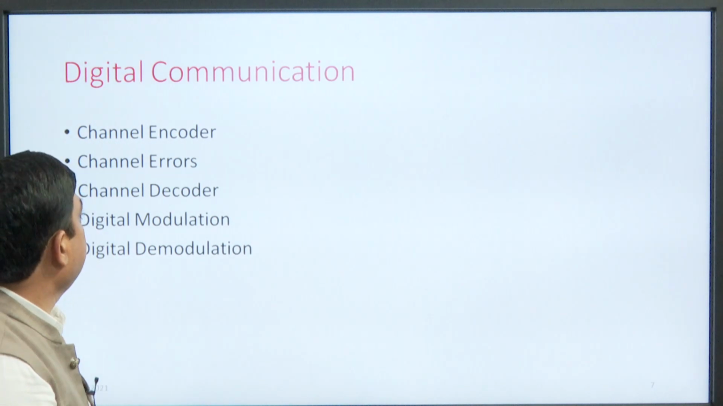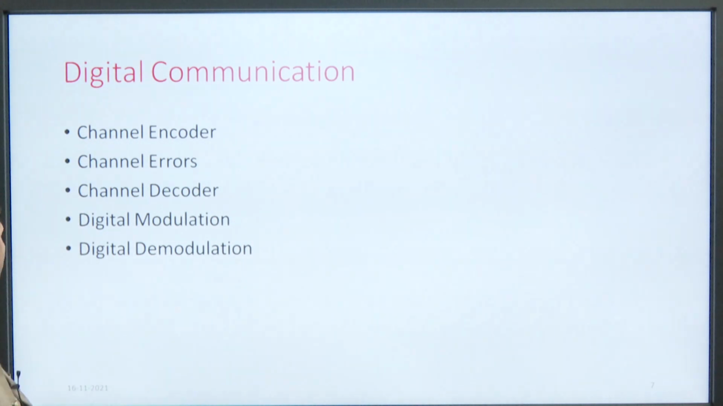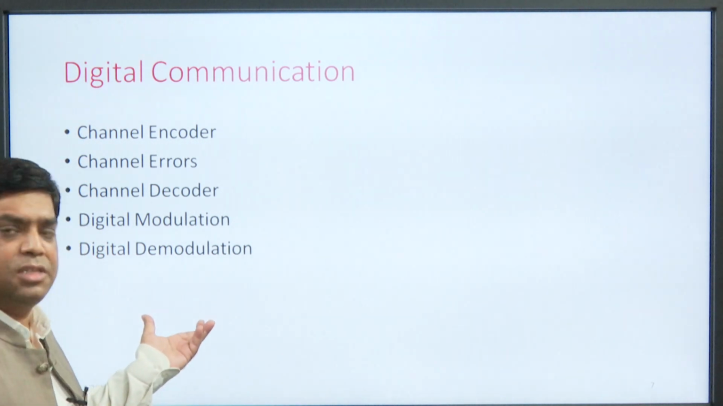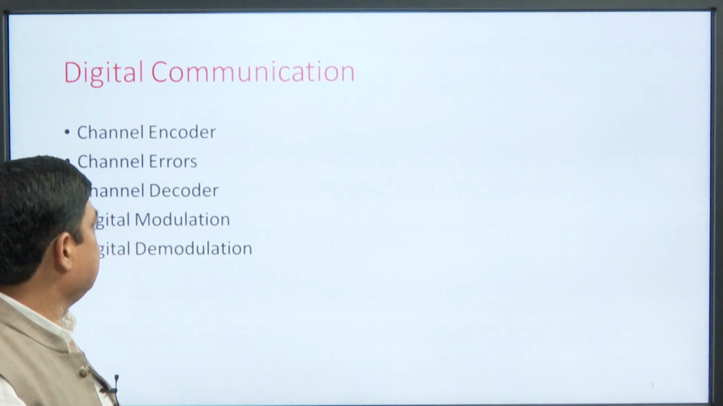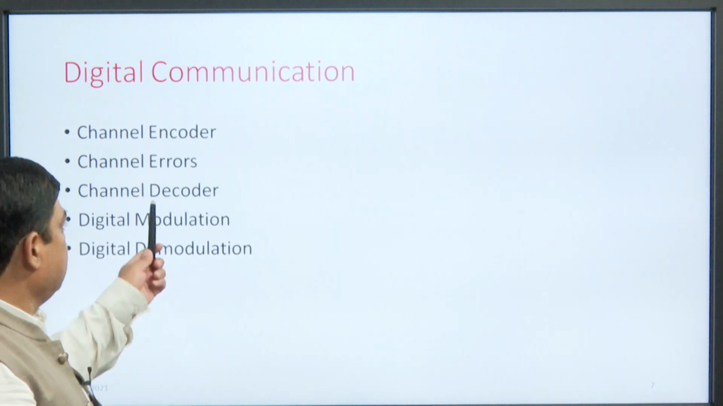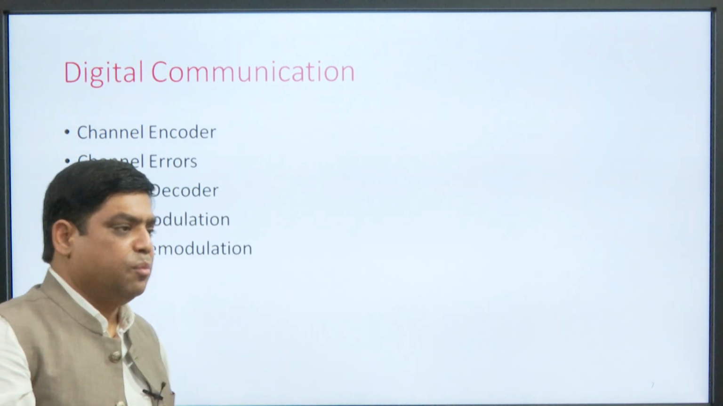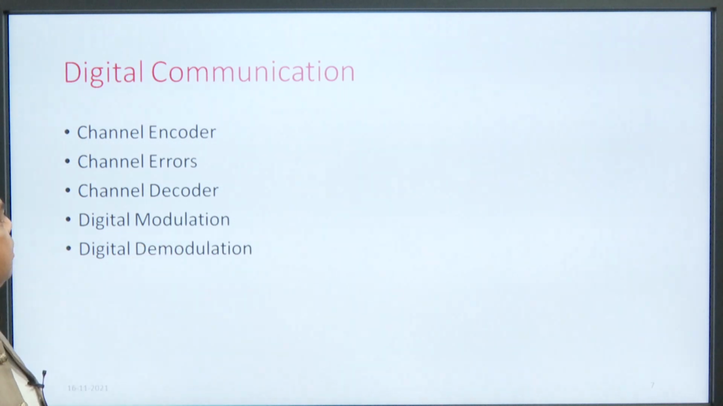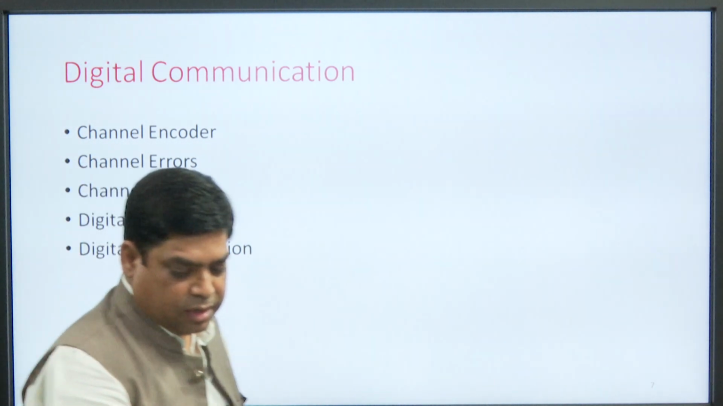And next, channel encoder, channel decoder, channel errors, digital modulation and demodulation are the elements of the basic digital communication system, not in the complete syllabus. As I already discussed, channel errors will be corrected using channel encoding methods, such as some block codings and convolutional codings, and their decoding methods. That we will discuss later in the next lectures.